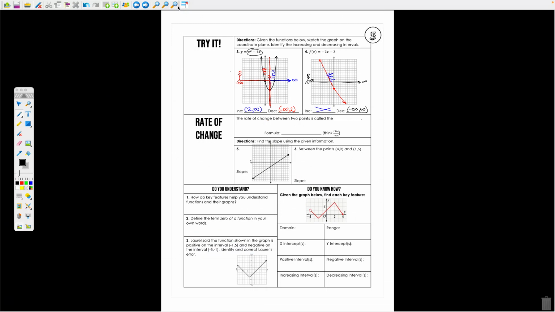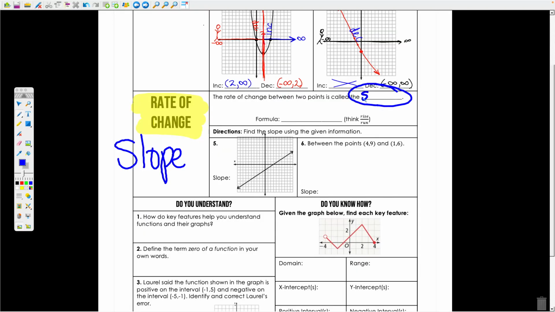We're almost done. Now we're getting to the part that is straight out of Algebra 1. It's called rate of change, which is just another word for slope. So in this blank right here where there's something missing, the word missing is slope, because your rate of change is just slope. There is a formula you learned for slope. It's a fraction, it's got a bunch of letters to it, and it starts with m equals.